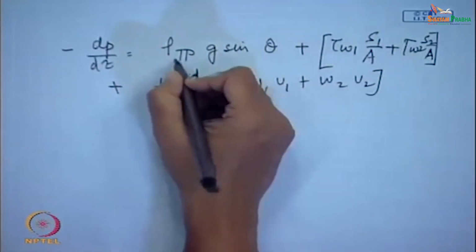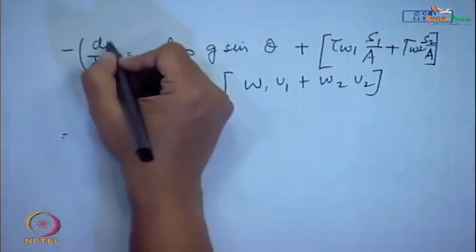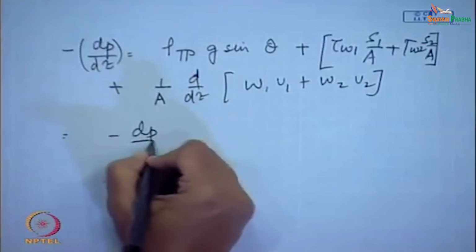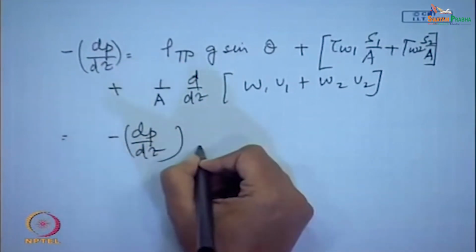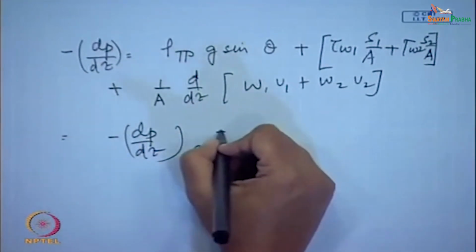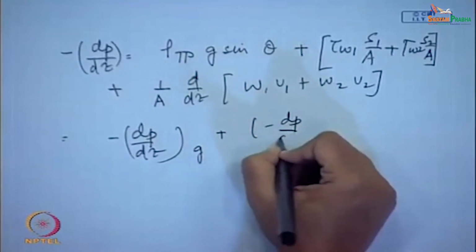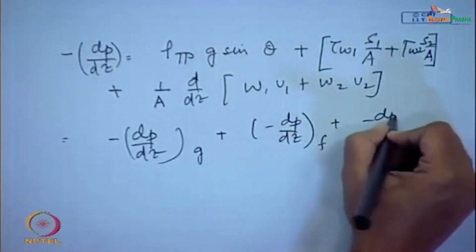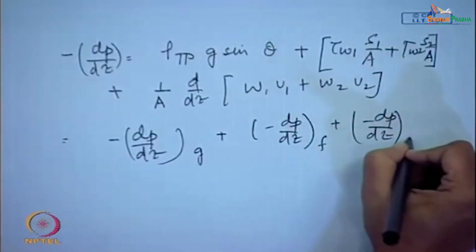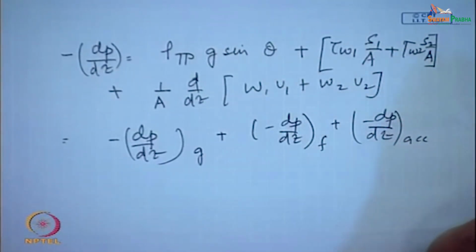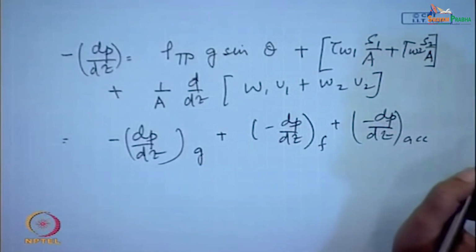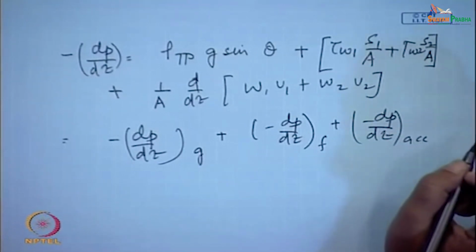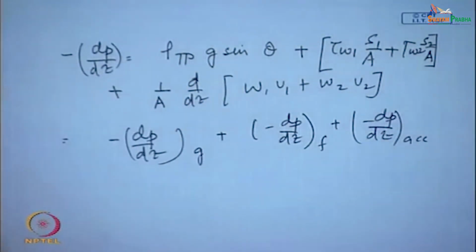We find that this particular expression can be written down as the summation of a gravitational component plus a frictional component plus an acceleration component, isn't it? Just like what we had done for the homogeneous flow model. What did we do for the homogeneous flow model?